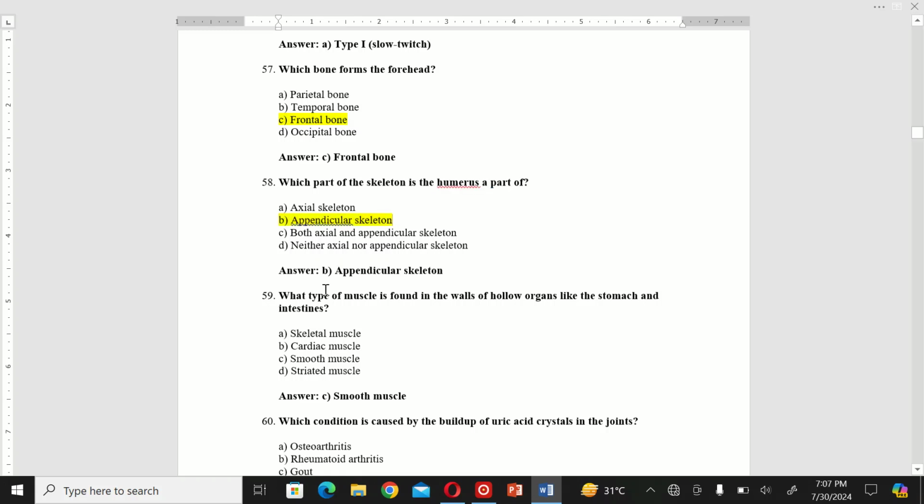The next MCQ is what type of muscle is found in the wall of hollow organs like the stomach and intestine? A. Skeletal muscle, B. Cardiac muscle, C. Smooth muscle, D. Steroid muscle. So the correct option is C.